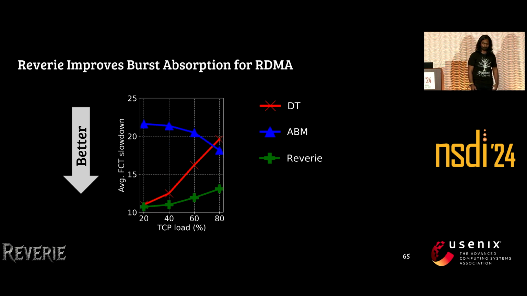Next, we look at how burst absorption of RDMA is affected by TCP's load. The same type of plot here. On the x-axis, the load of TCP is increasing. On the y-axis, we are looking at the flow completion times of RDMA incast flows. The lower, the better again. As we see, Reverie is almost unaffected by TCP's load, whereas ABM and dynamic thresholds significantly suffer as TCP's load increases.